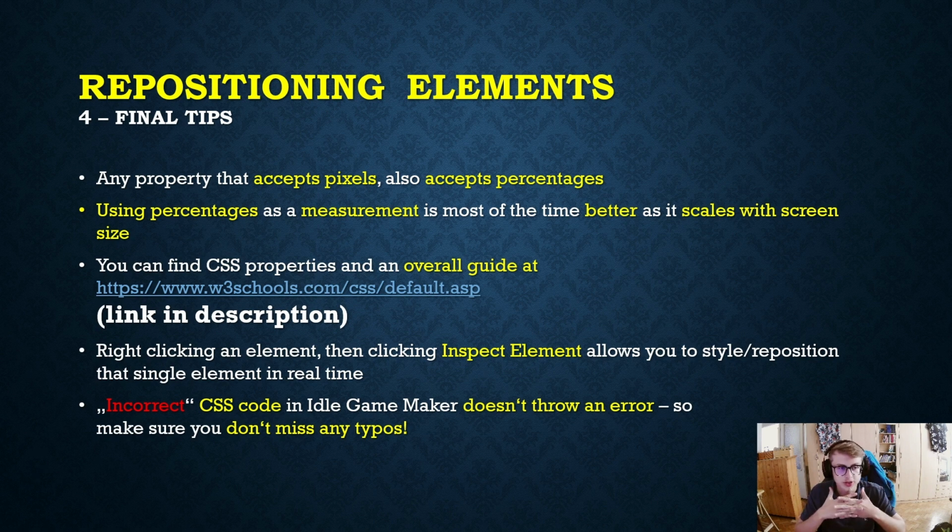Right now I just want to share some final tips with you that should hopefully help you on your journey of learning CSS, and after this we can begin coding. So the first tip is that any property that accepts pixels also accepts percentages. And using percentages as a measurement is most of the time better as it scales with screen size. Now you can also find CSS properties and an overall guide at this website, which is also linked in the description. And another very useful tip is that right-clicking an element, then clicking inspect element allows you to style or reposition that single element in real time. Also important to remember is that incorrect CSS code in Idle Game Maker doesn't throw an error, so make sure you don't miss any typos.